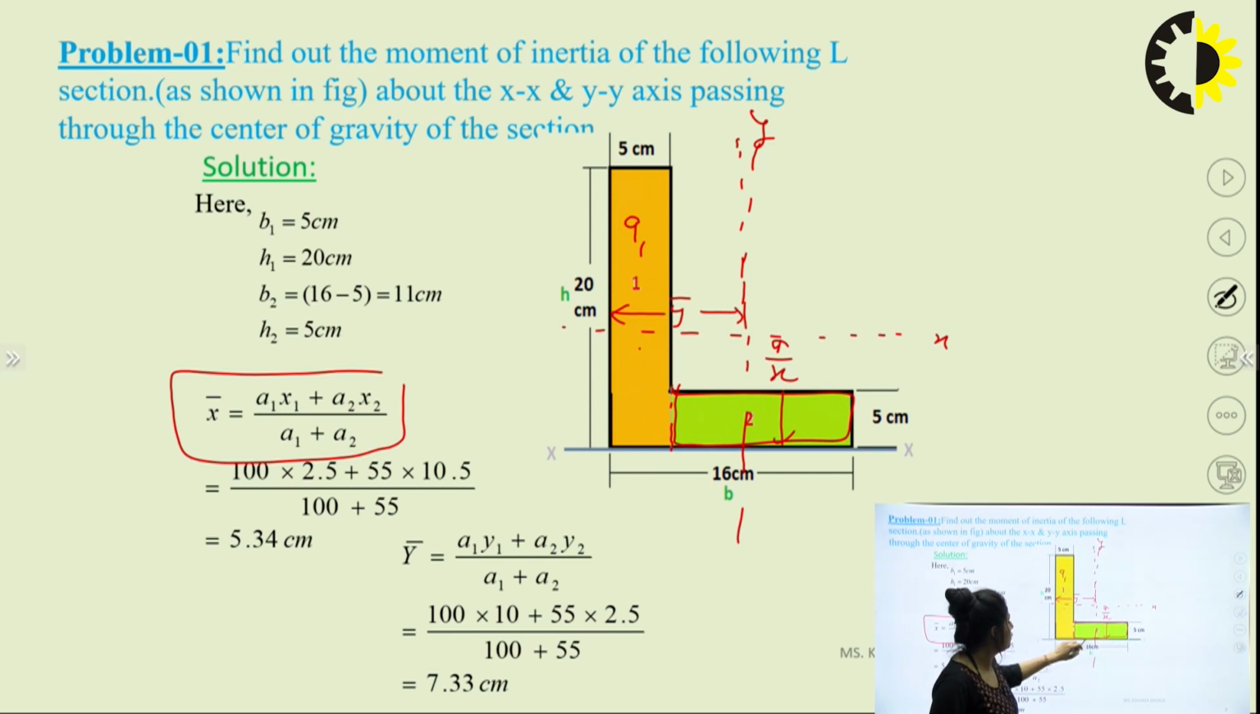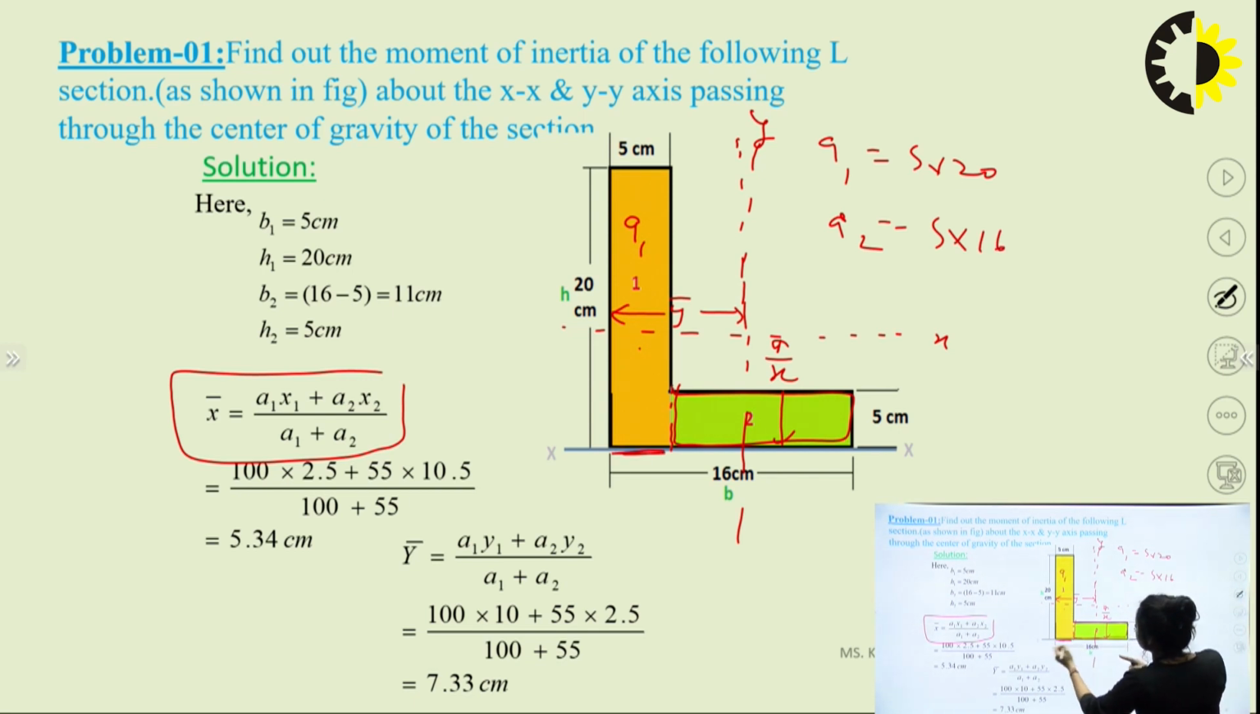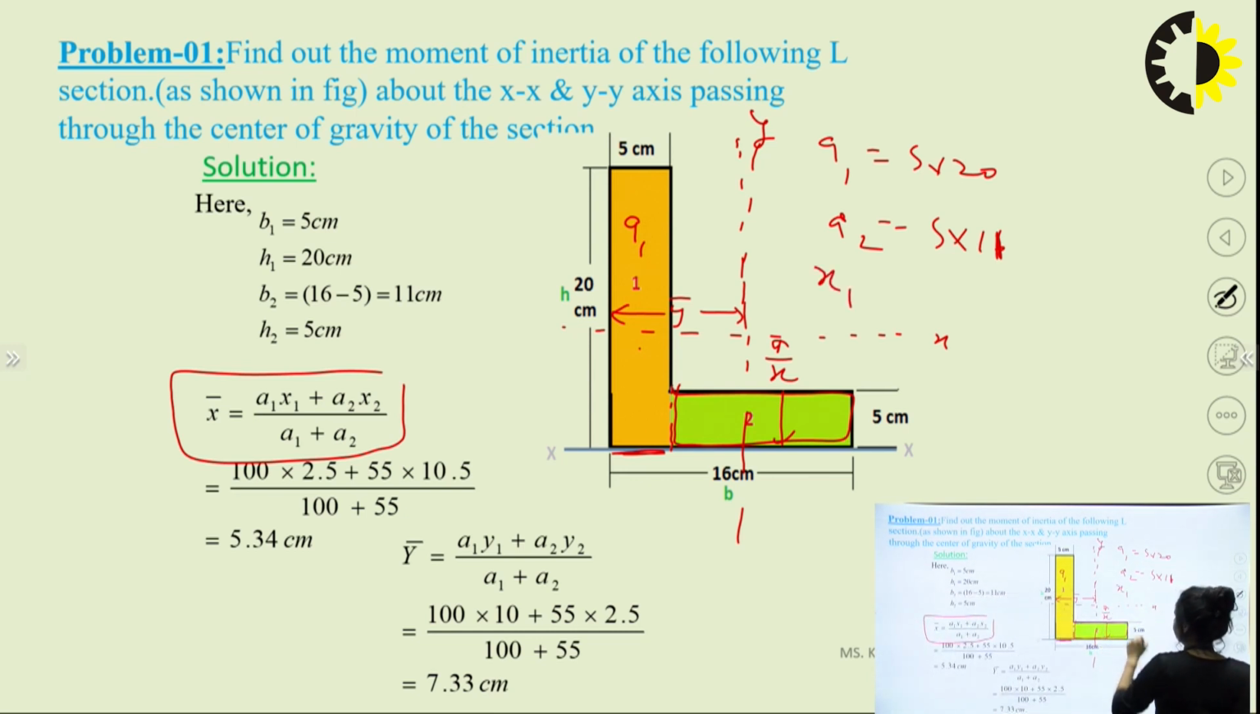Another, the area of this A2 is what? A1 is simply 5 into 20. What is A2? A2 is 5 into 16. Sorry, it is not 16, actually it is 16 minus 5, which is 11. So it is 11, that is A2 and A1. Now we need to find x1 and x2 and y1 and y2.